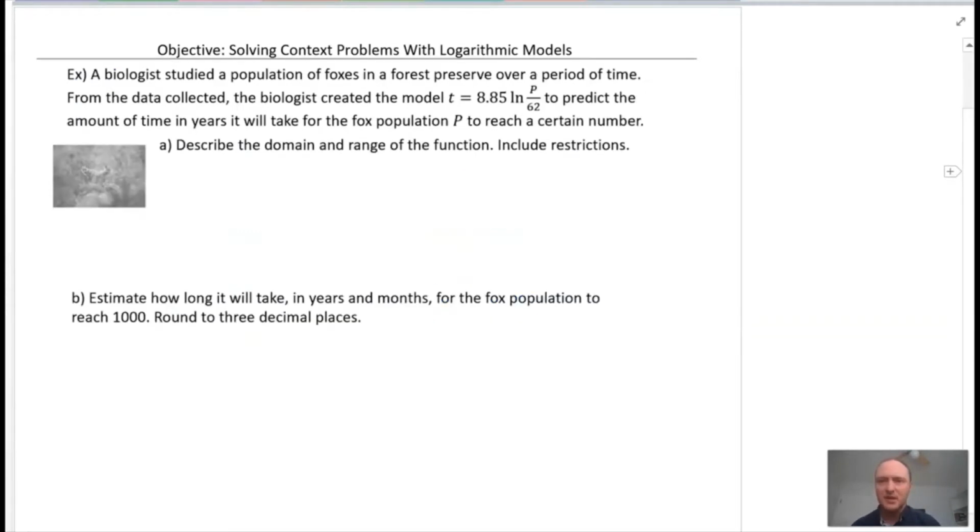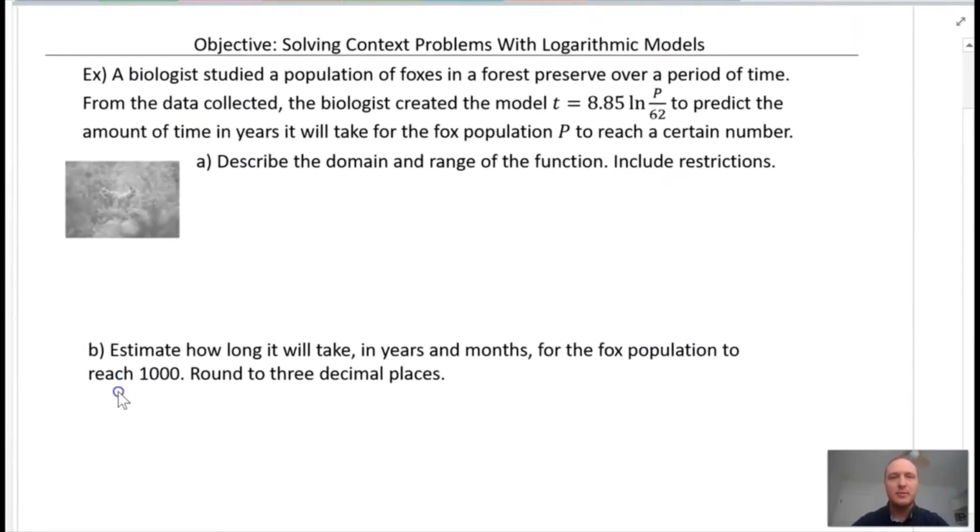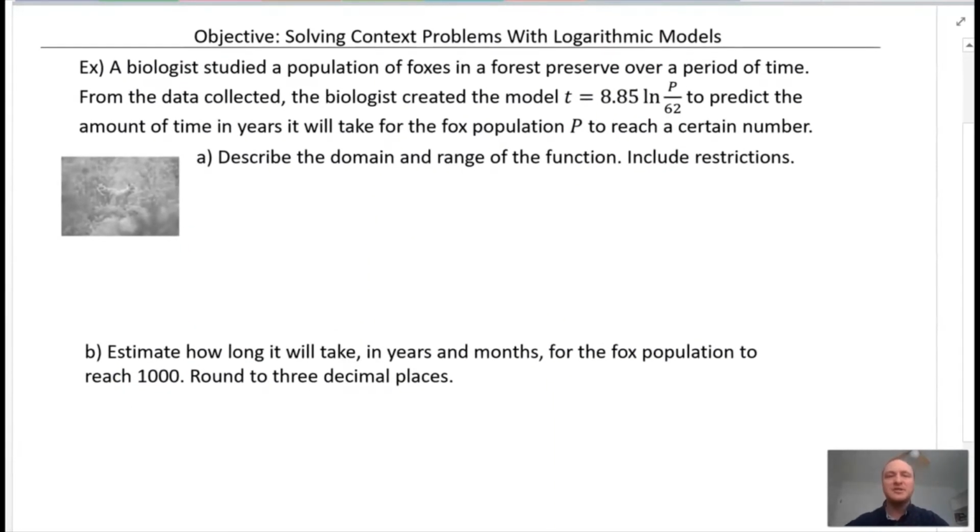All right, so here's our first context problem, and it says a biologist studied a population of foxes in a forest preserve over a period of time. From the data collected, the biologist created a model, T equals 8.85 natural logarithm of p divided by 62, to predict the amount of time in years it will take for the population of foxes to reach a certain number. So we're asked, describe the domain and the range of the function and include restrictions. So I'm going to go back through and annotate the context to help me understand what's going on.